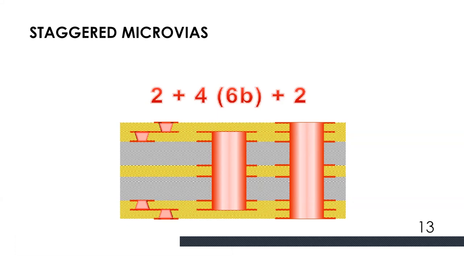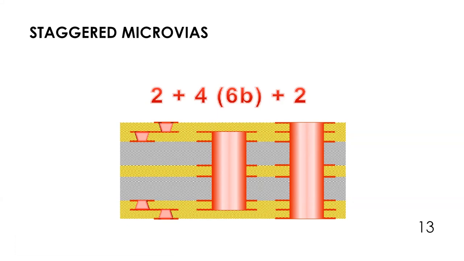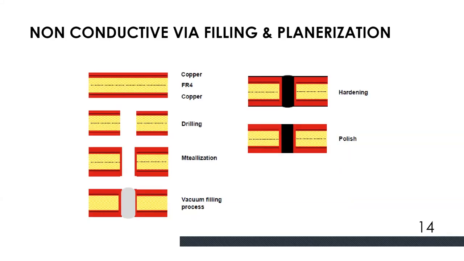So 6B is a buried structure. Whatever the advantage is, there is a discipline for creating staggered wires also. That means from the center of one wire to the other wire, the gap should be more than the laser drill diameter, between the center axes of the two. Understood? I will explain that one.